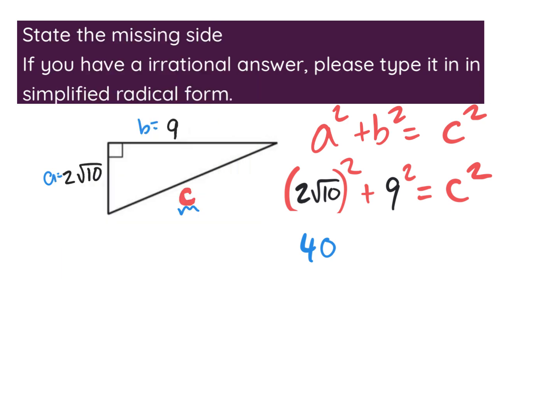You see, 2 square root of 10 to the second power means that you're going to multiply 2 square root of 10 times 2 square root of 10.